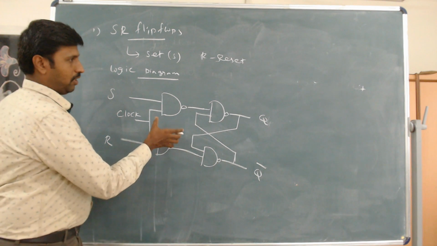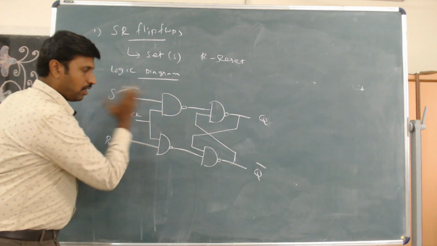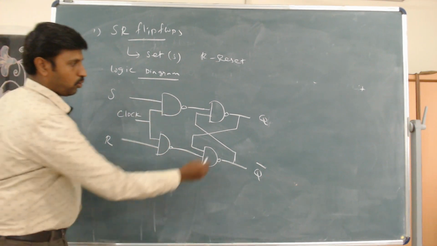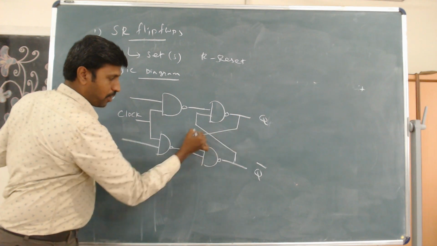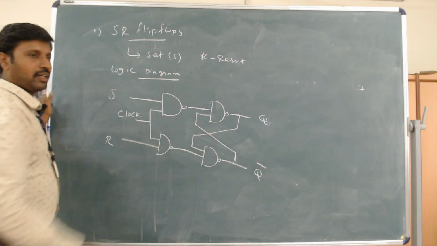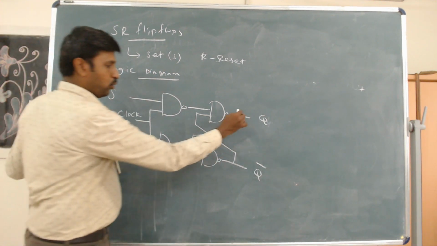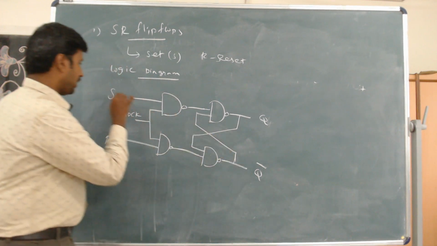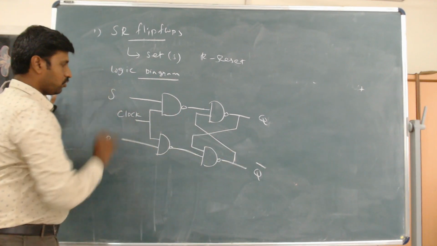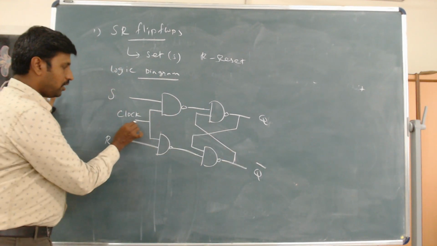If I use only NAND gates, it is a combinational circuit. Whenever the output is fed back into the input, it comes under a sequential circuit. So Q and Q bar are the outputs, and S and R are the inputs. Here S is set and R is reset, and here is the clock.